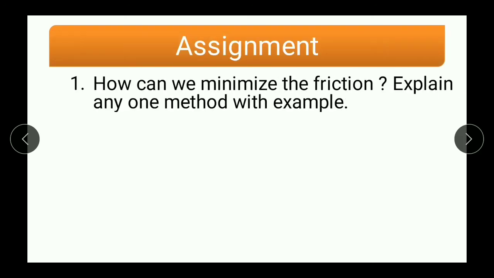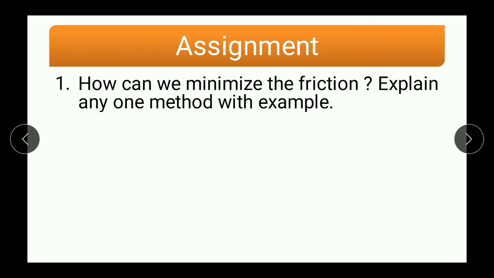Now it's time for some assignment questions. First question is, how can we minimize the friction? Explain any one method with example. I repeat, how can we minimize the friction? Explain any one method with example.